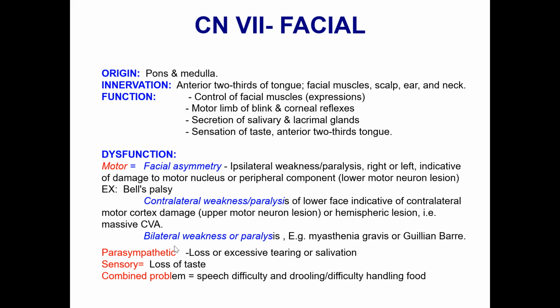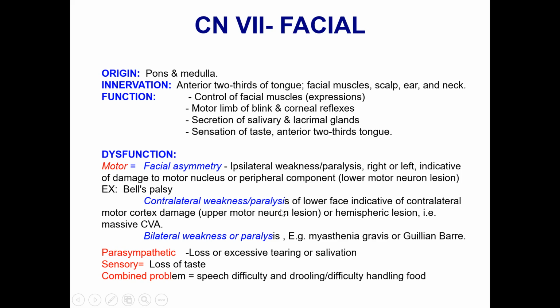Dysfunction, as we can see, will lead to motor dysfunction, which will lead to facial asymmetry. Facial asymmetry can be because of motor dysfunction in the lower facial nerve structure, or it may be because of facial nerve damage in cases of strokes, which is upper motor neuron palsy. Ipsilateral facial weakness, right or left, is indicative of damage to the motor nucleus or peripheral component. Lower motor neuron, I will discuss later. The common cause is Bell's palsy.